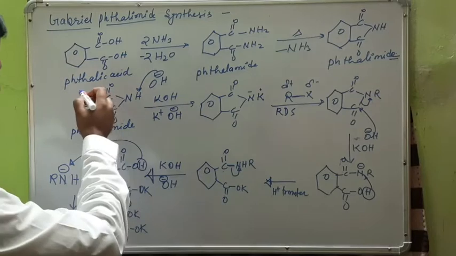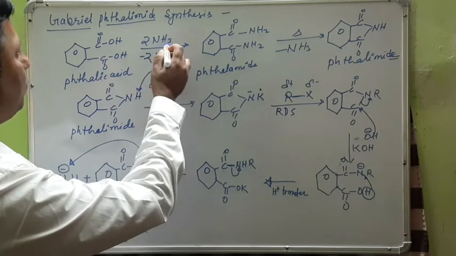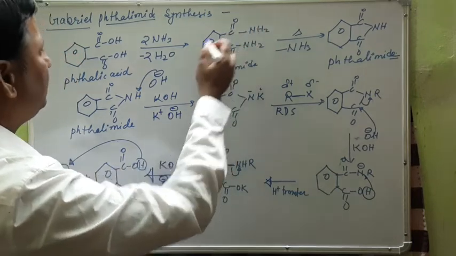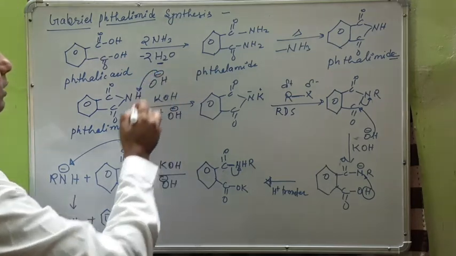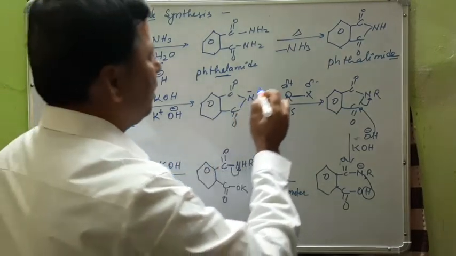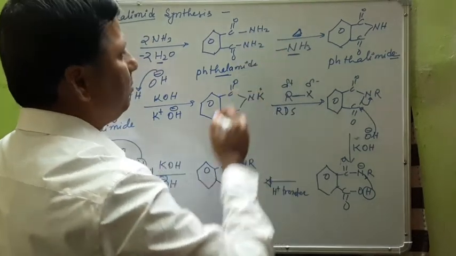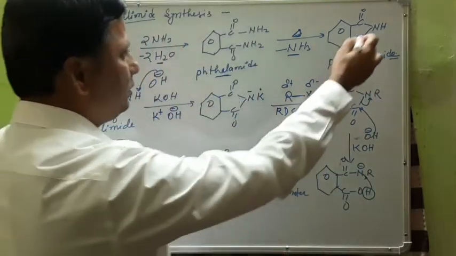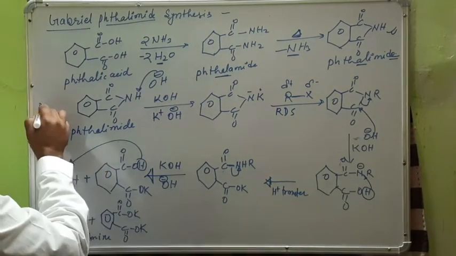I repeat again, this is phthalic acid. We treat this phthalic acid with 2 moles of ammonia. It gets converted into phthalimide. 2 moles of water molecules will be removed from here. Again, after heating this compound, one NH3 molecule will get removed from here, and this will finally get converted to phthalimide. This is the phthalimide which we will use in the next step.